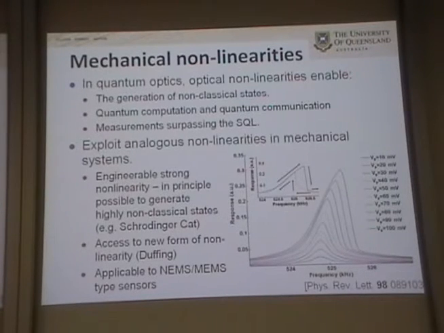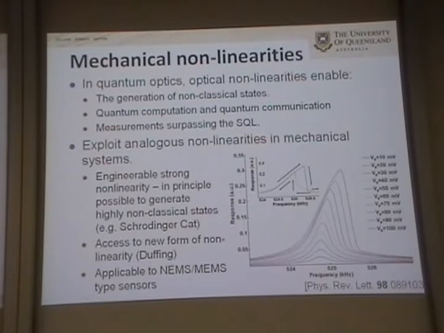So where I really want to go in the medium term is to be able to exploit the mechanical non-linearities, because if you look at quantum optics in the past three decades, the reason it's been successful is that people have been able to exploit optical non-linearities. All of quantum optics is based on optical non-linearities. So I really want to get there. That means we can start to engineer non-classical states in mechanical systems. We can look at quantum computing and communication systems, and look at measurements past the standard quantum limit with a mechanical system.